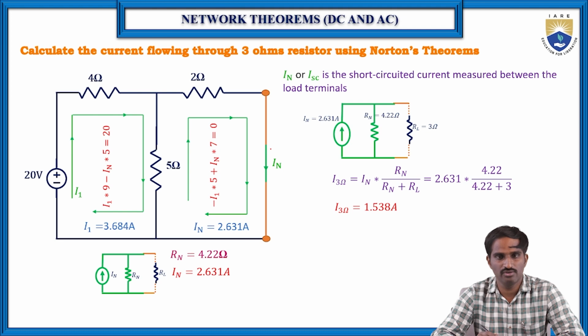Of course, you will get the same value, because in the same circuit we are finding the current flowing through the 3 ohms resistor. But in one case we used Thevenin's theorem, and in the other case we used Norton's theorem. That is the only difference.